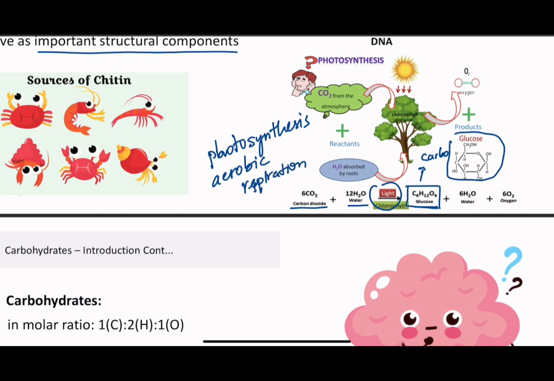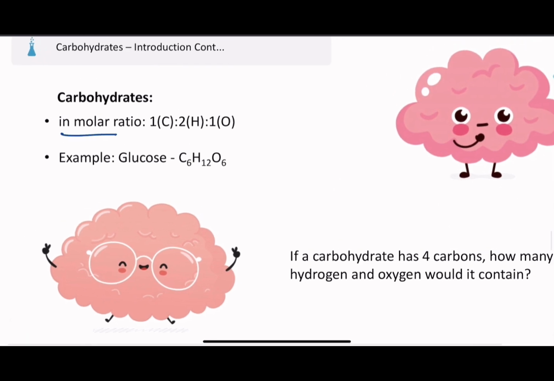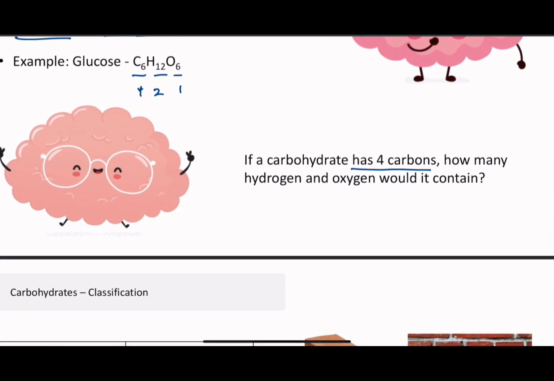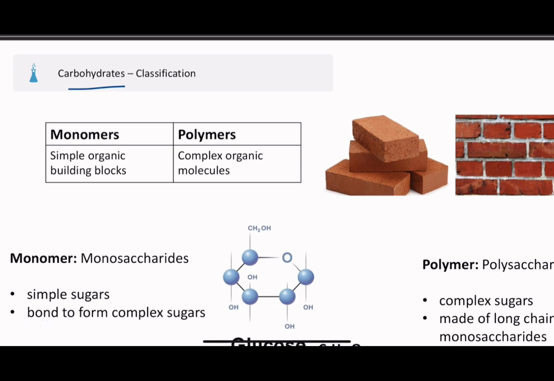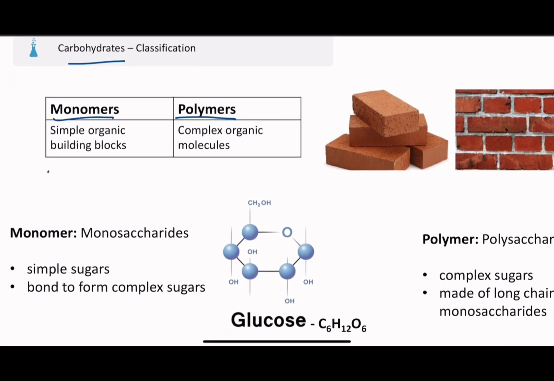Okay, so now let's continue. Carbohydrates have this molar ratio, 1 carbon to 2 hydrogen and 1 oxygen. As you see, if I divide everything by 6, you would get a 1 to 1 ratio. Now, if a carbohydrate has 4 carbons, we would have this formula, C4H8O4.